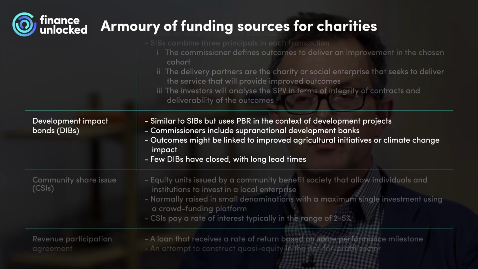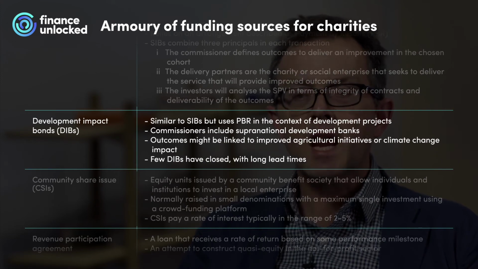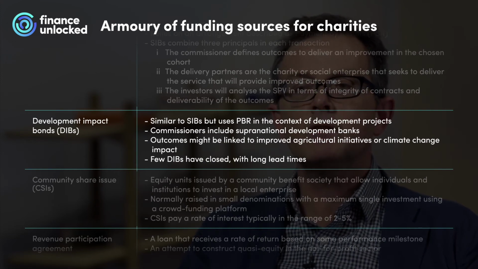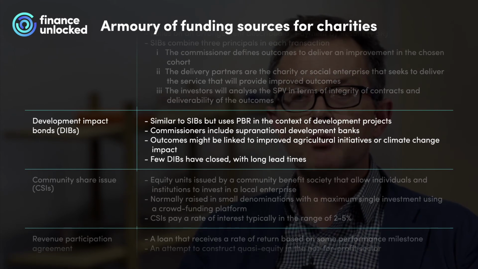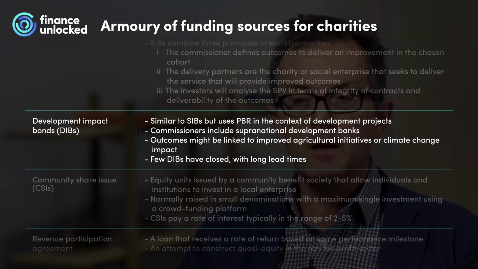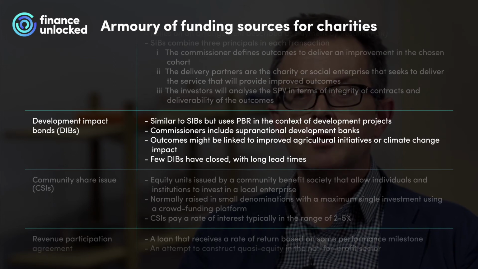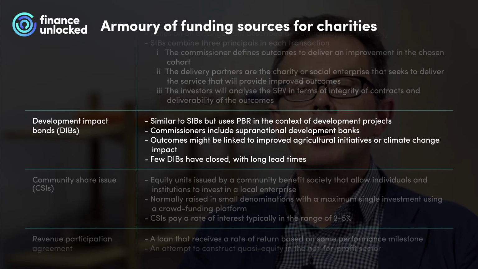Development impact bonds. This is similar to the SIB, but uses payment by results in the context of development projects. Commissioners here might be supranational development banks, and outcomes might be linked to improved agricultural initiatives or climate change impact. There have been few DIBs closed thus far. Lead times on these deals can be slow, with foreign exchange and legal complications.